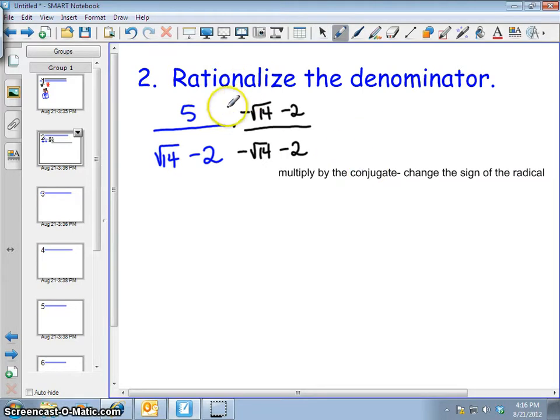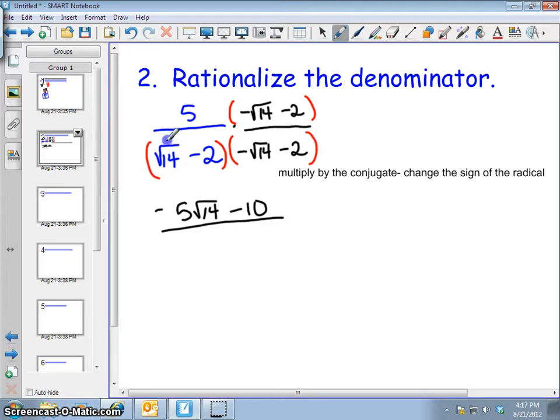Now, at this point, we need to distribute the 5 in the numerator. So that will give us negative 5 radical 14 minus 10. And then in the denominator, we actually will need to FOIL these two things. So first times first is negative 14. Outside times outside, negative 2 radical 14. Inside times inside, positive 2 radical 14. And negative 2 times negative 2 is a positive 4.